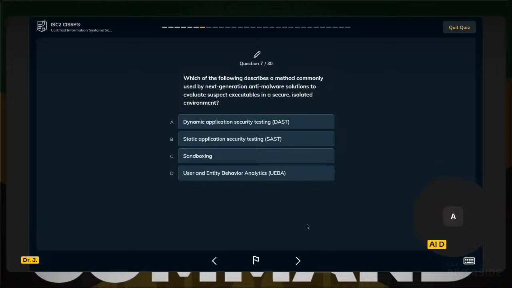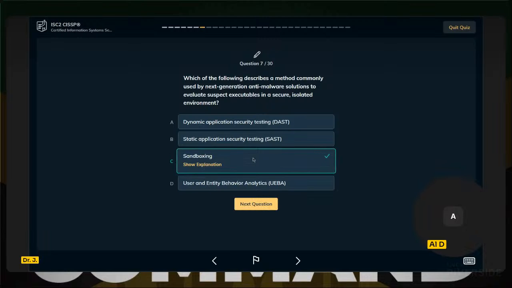In an isolated environment, got me thinking sandboxing. Yeah, that's where I'm at too. But then the first part of it, when they're talking about evaluate suspect executables, I believe it's sandboxing. I'm starting to look at it more. It's leaning sandboxing over 50% now.